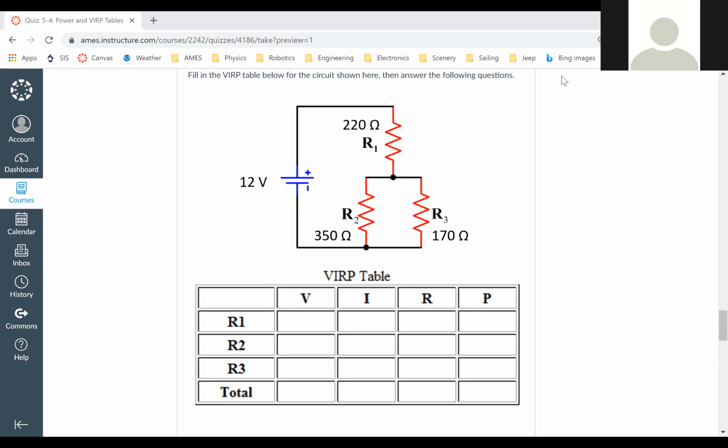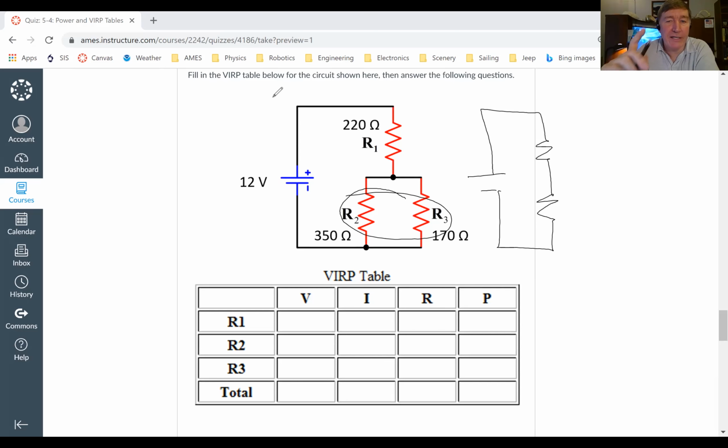So there's this one resistor, the 220 ohm resistor at the top, and then it comes to a junction with two resistors after it. You can treat the two resistors as running in parallel, and then R1 is running in series with those two resistors.